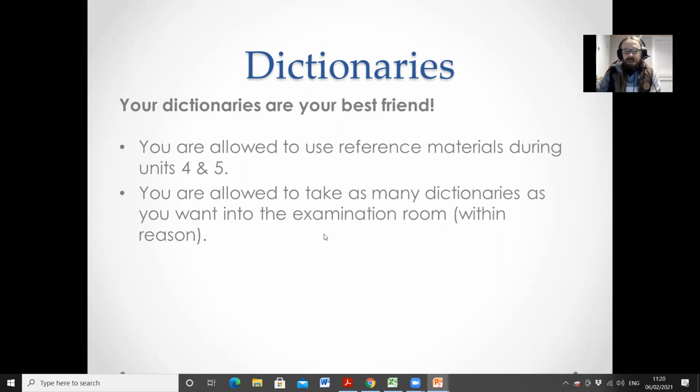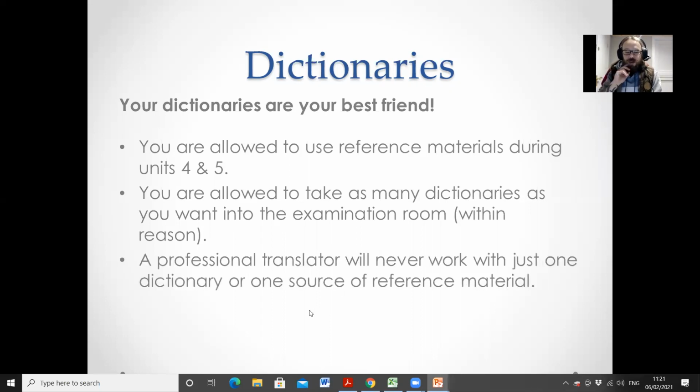Obviously, there's a practical element to it. If you do go to a center to sit your exam, there's no point bringing a truckload of dictionaries. A small suitcase is fine, because your table might only be so big. And sometimes you do have students who've got dictionaries on the table, under the table, and that's fine. Whatever works for you. But just common sense, I suppose.